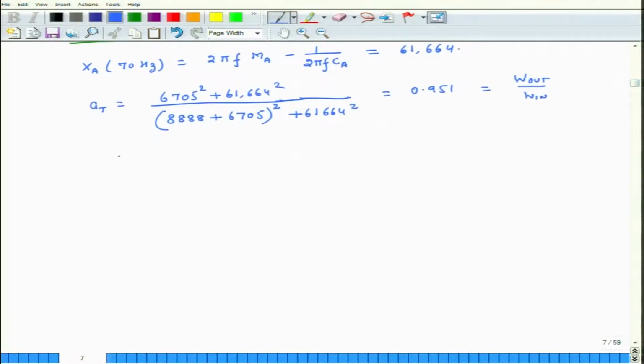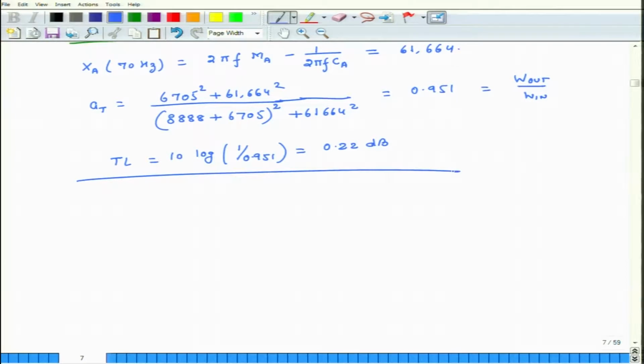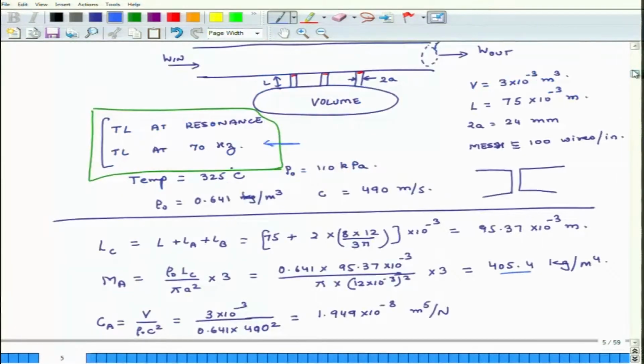And in terms of transmission loss, this is equal to 10 log 1 over 0.951, and that comes to be pretty small, 0.22 decibels. So, what we see is that the resonator acts as a very good suction. It sucks in sound at resonance, but it does not do a good job in terms of removing that sound if I move away from the resonance.